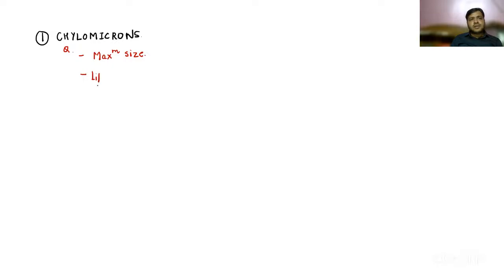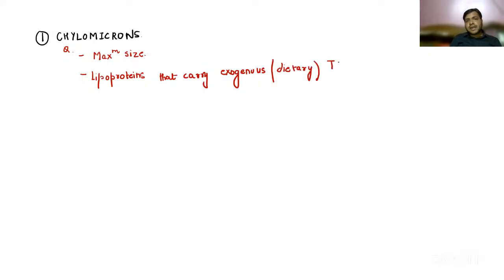Chylomicrons are nothing but lipoproteins that carry exogenous, meaning from outside, what you are consuming in your diet. So we have the dietary triacylglycerol from the small intestine, or simply the intestine, to the peripheral organs of the body.